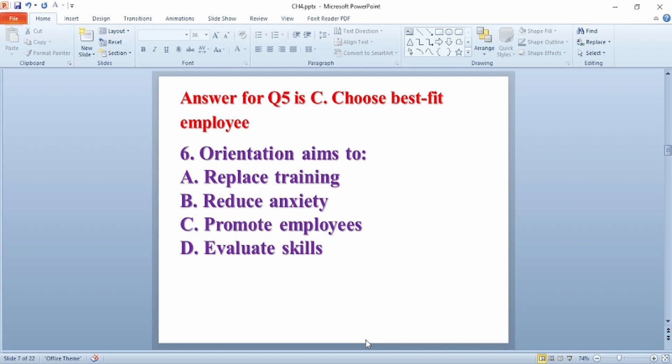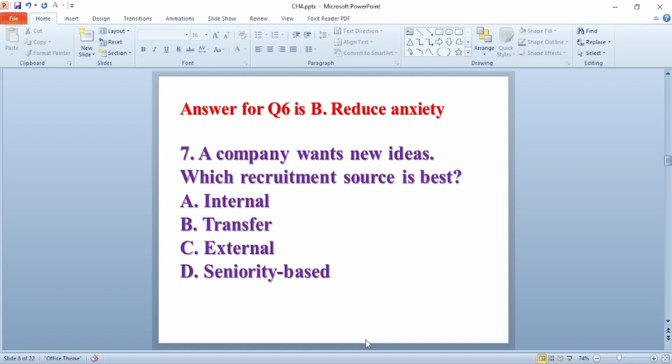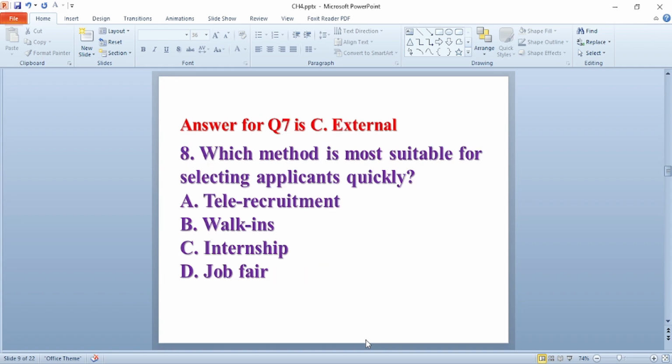Question number 7. A company wants new ideas. Which recruitment source is best? A. Internal. B. Transfer. C. External. D. Seniority based. The answer for this question is C. External.